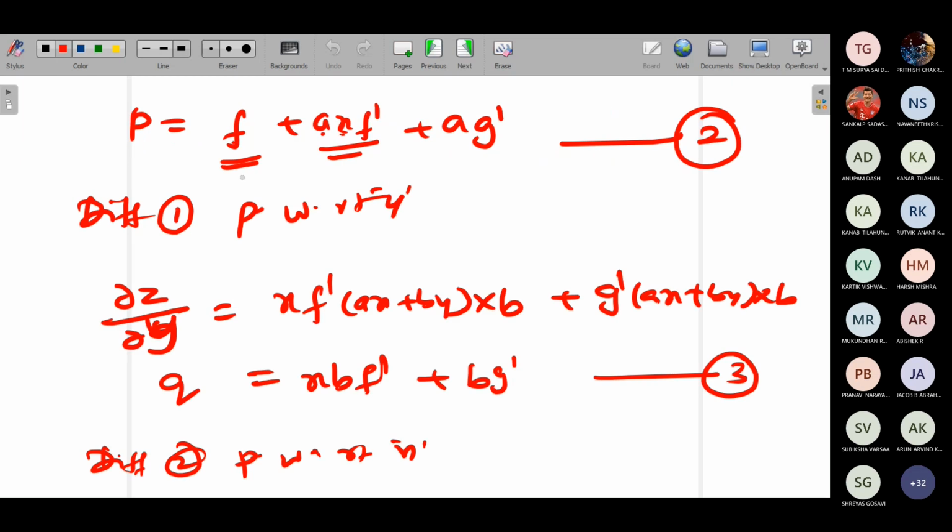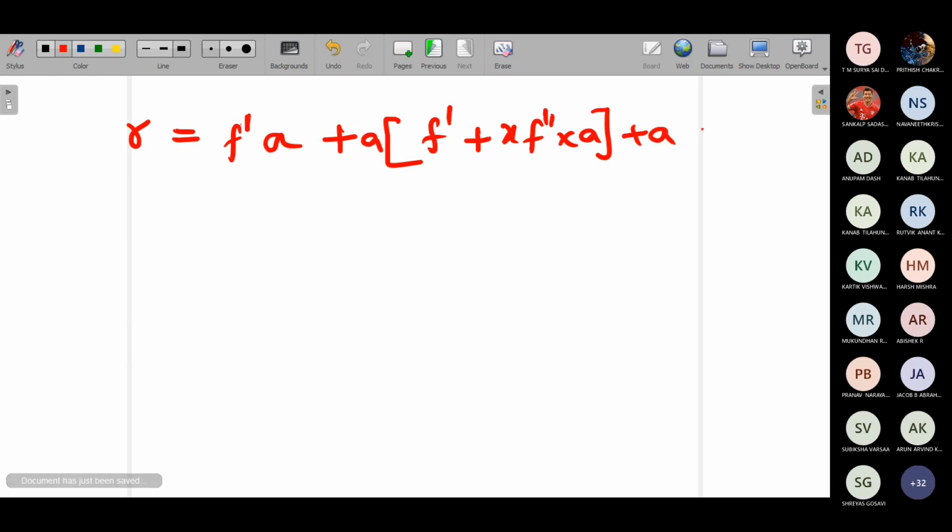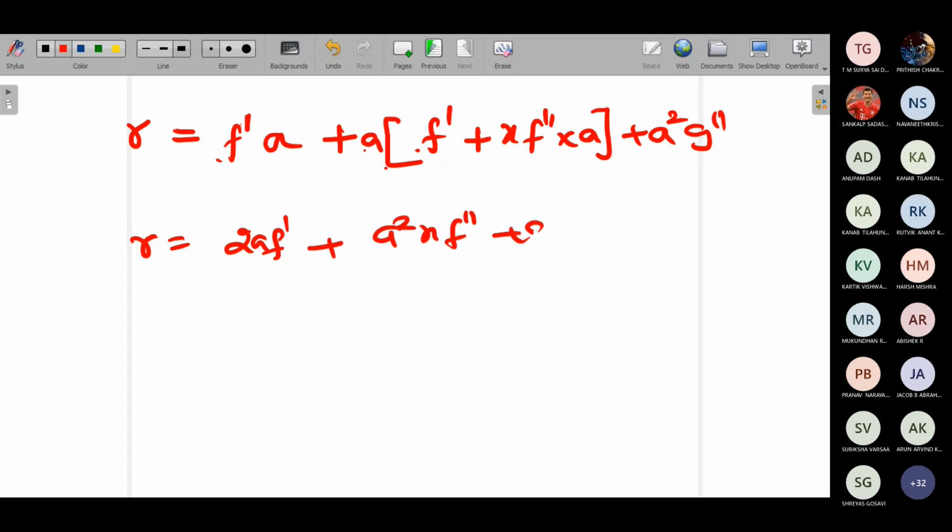What about the third term? We have a into g double dash, so we'll get one more a. It will become a square. So what is it that you will get? R is equal to a into f dash, a into f dash will become 2a into f dash. Then what else do we have? Plus a square x into f double dash plus a square g double dash. Take this as equation number 4.